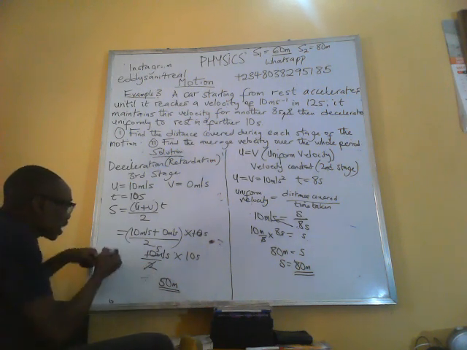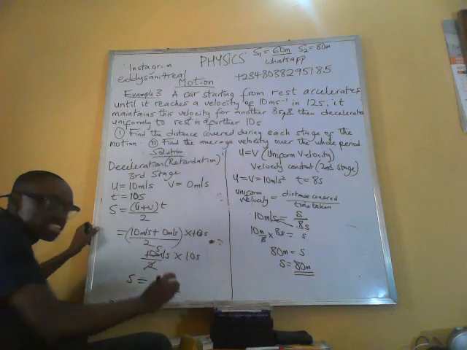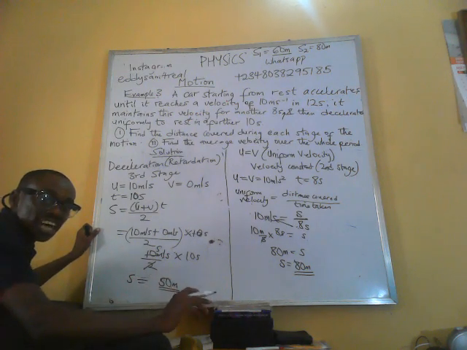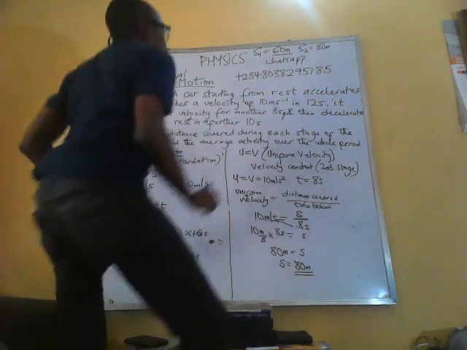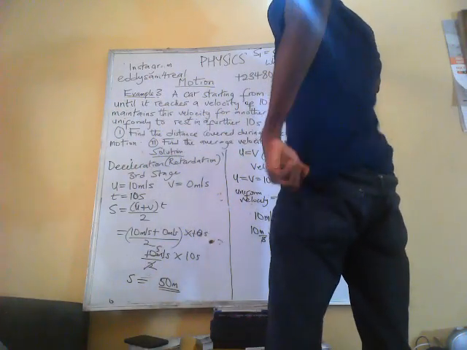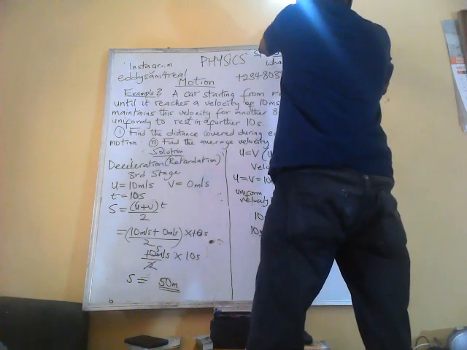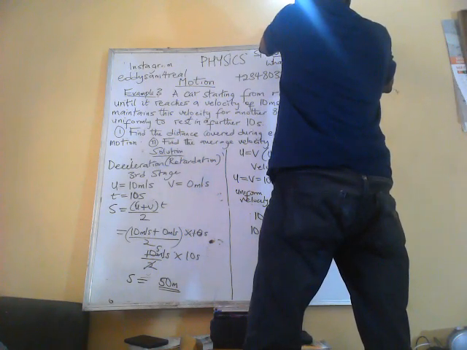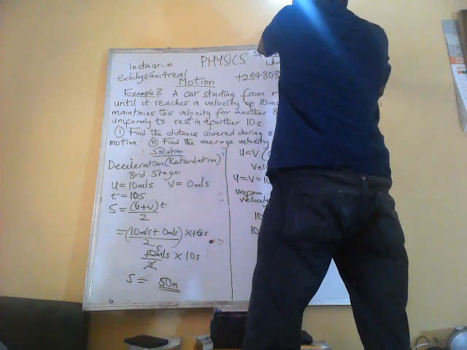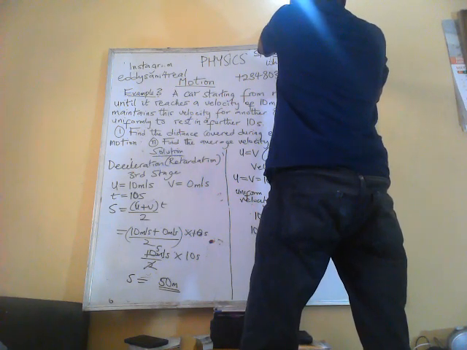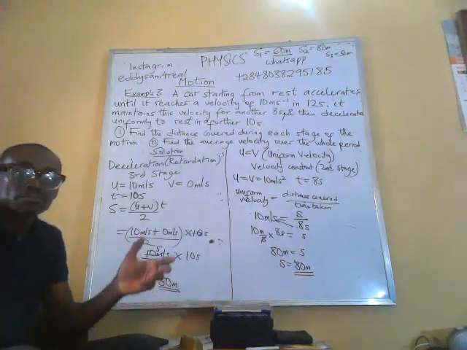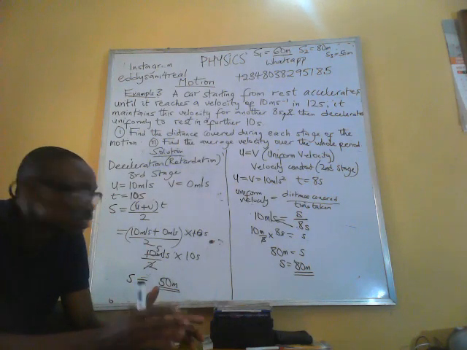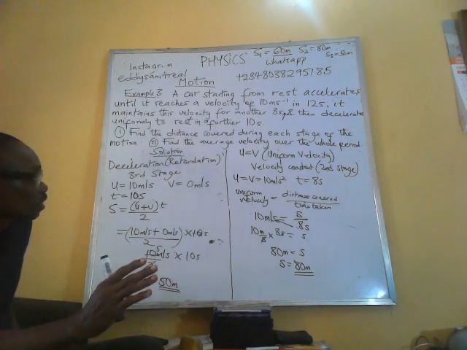So the distance during the deceleration, during the third part of the journey, is 50 meters. So we have S3 equals 50 meters. It is possible they could have asked you to calculate the distance during any part of the journey, but they said we should calculate the distance during each part of the journey.